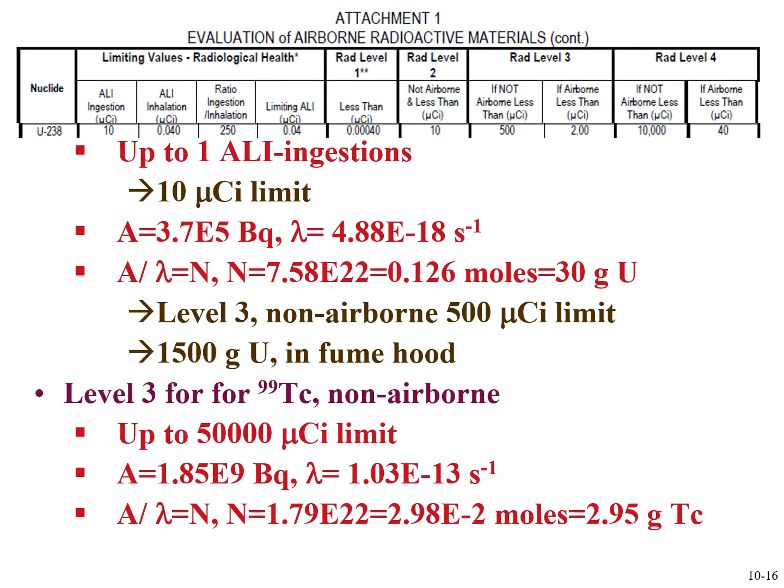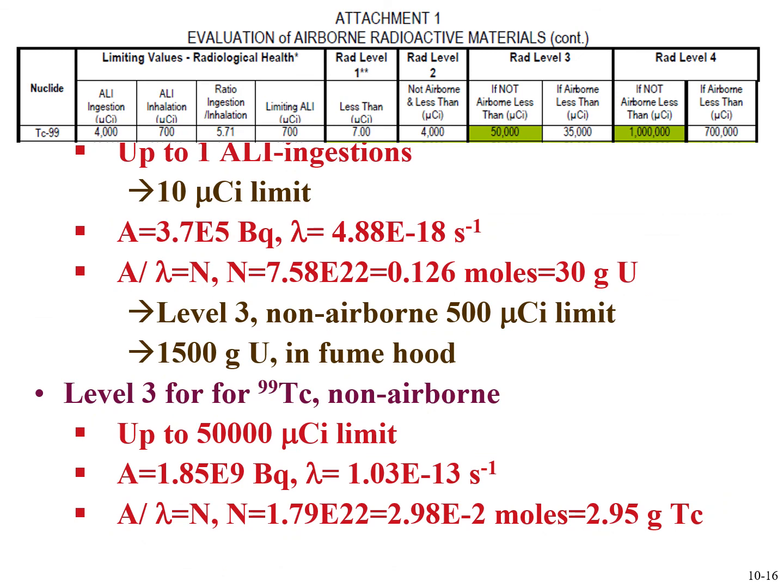We can perform the same sort of calculation for technetium. Here's the data for technetium-99. Let's say what's the value for level 3 technetium experiment, non-airborne. I look at my table. I see that the value is 50,000 microcuries. And if you look at the data, it's either going to be the limit based upon the ALI or up to 50,000. So technetium hits that limit.